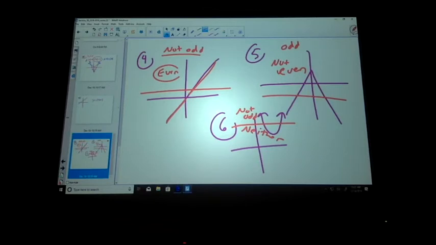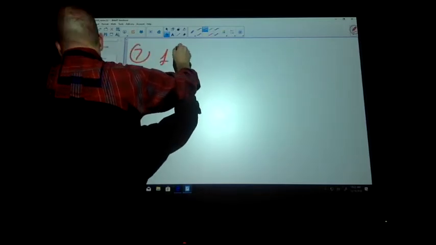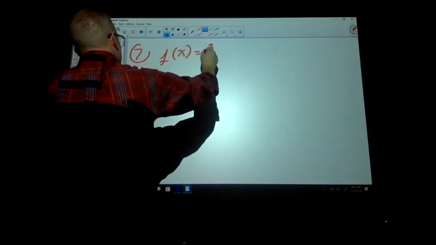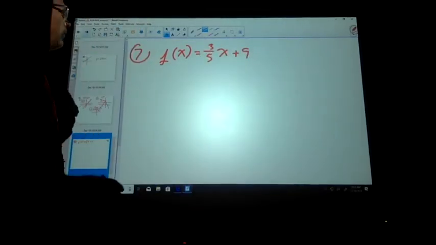Plug 10 in for x. So you get 30 over 5, which is 6. 6 plus 9 is... And then determine if it's even, odd, or neither. Okay, so the best thing to do if it's even.